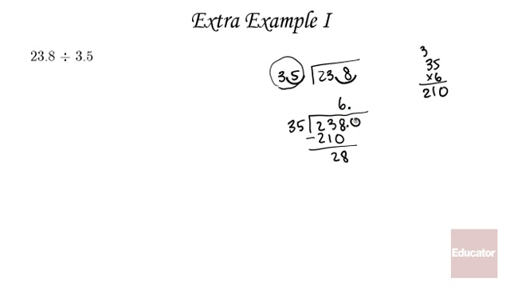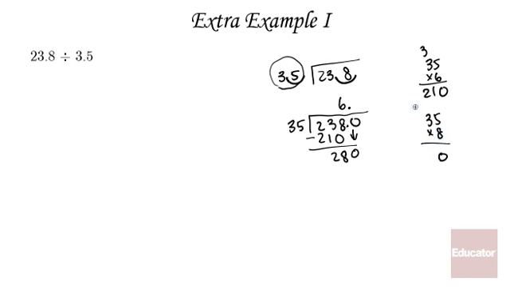Put a decimal here, bring down the 0. Into 280, I'm going to try now, let's see, 210 into 200 leaves 70, so it looks like we're going to be able to go in perfectly 8 times. Let's give that a try.